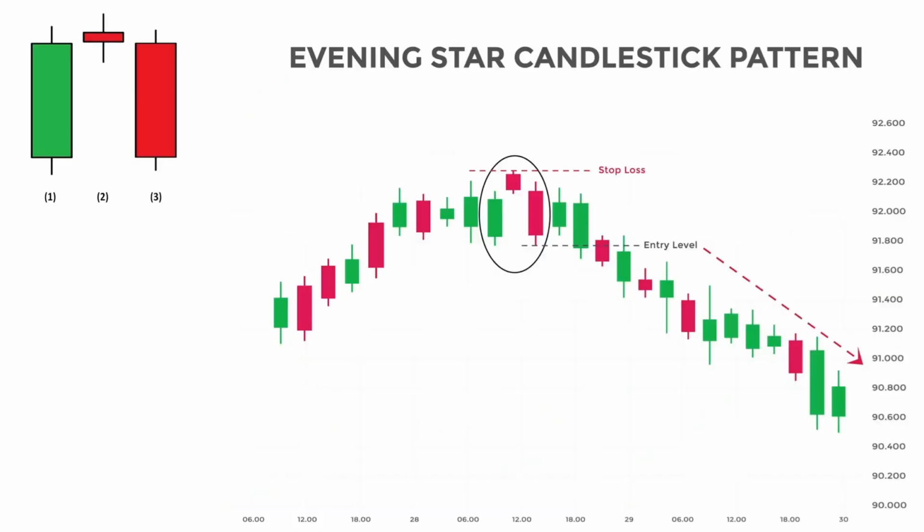Evening star. The evening star is a 3-candlestick pattern that is the equivalent of the bullish morning star. It is formed of a short candle sandwiched between a long green candle and a large red candlestick. It indicates the reversal of an uptrend and is particularly strong when the third candlestick erases the gains of the first candle.